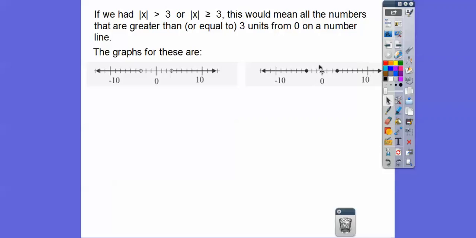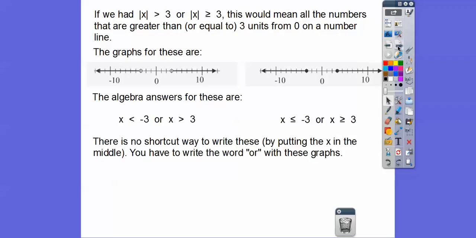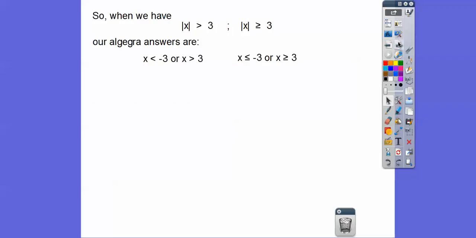Okay, if there's a gap in the middle, if it's greater than your absolute values, then we've got to write this as an OR statement, you guys. So here, this side says x is less than -3 or x is greater than +3. This is the same except for the equals bars right there, okay? And there's no shortcut way to write these by putting x in the middle. If it's a greater than, then you've got to say the OR statements on these, okay? We're going to use that method right here to solve this guy right here, okay?